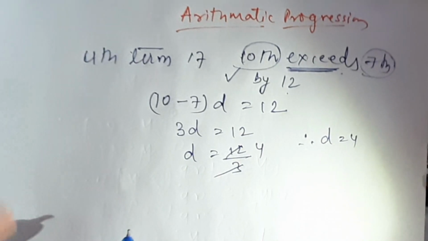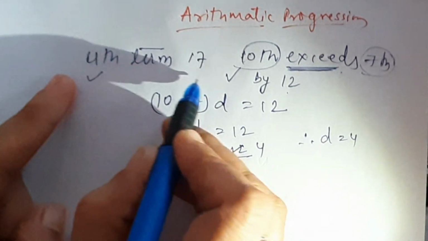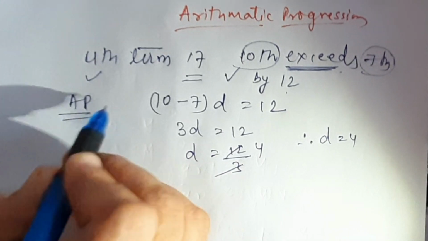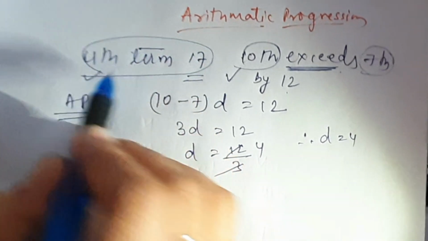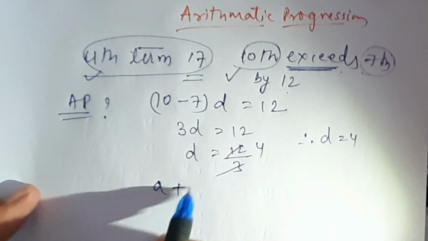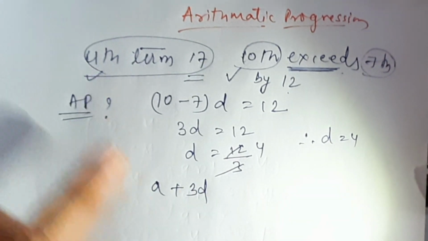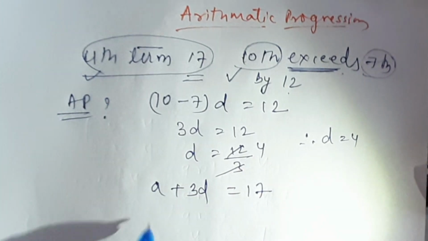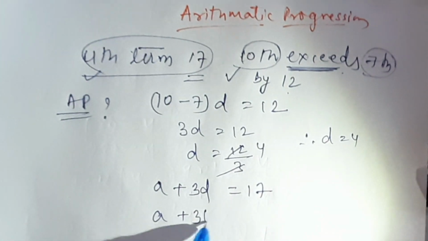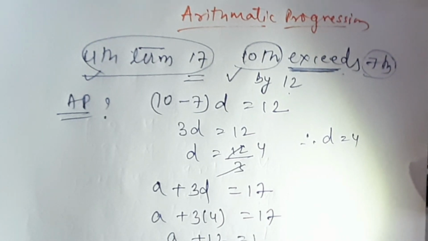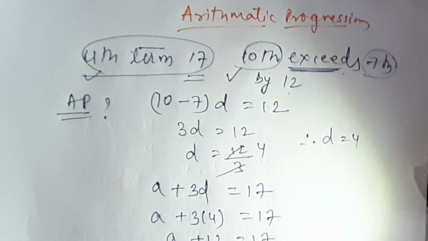Now after getting D, the first condition is given: the fourth term is 17. We need to find the AP. So from this condition, we find out what A is. The fourth term is given, so A plus 3D; whatever term is given, we subtract 1. So A plus 3D is 17. We got the value of D as 4. Replace D with 4. Thus A plus 12 is 17. A is 17 minus 12, which is 5.